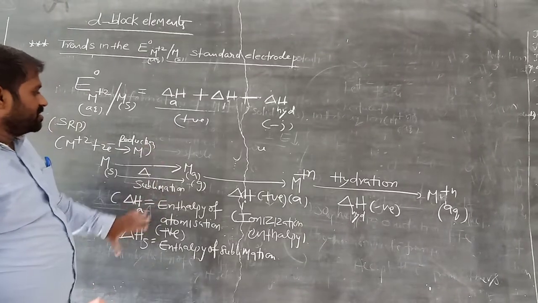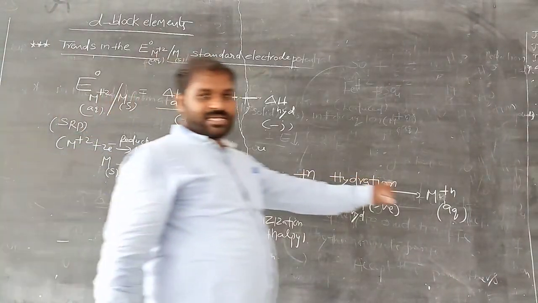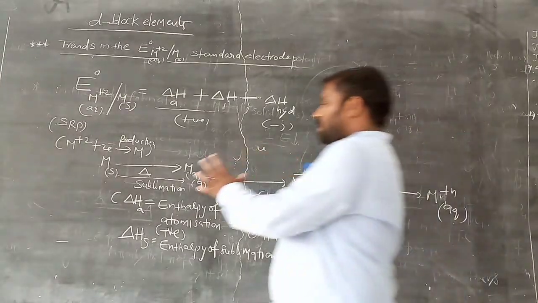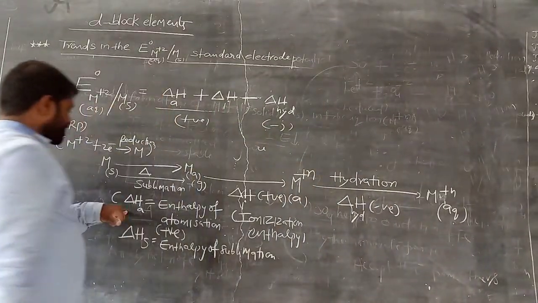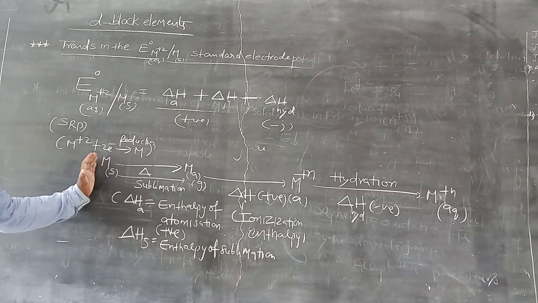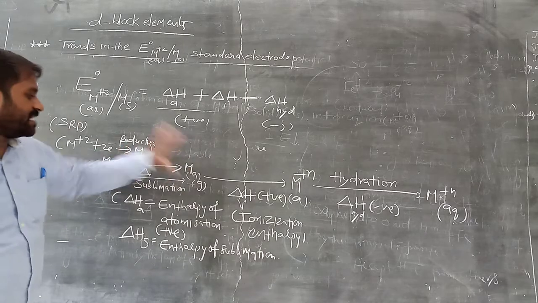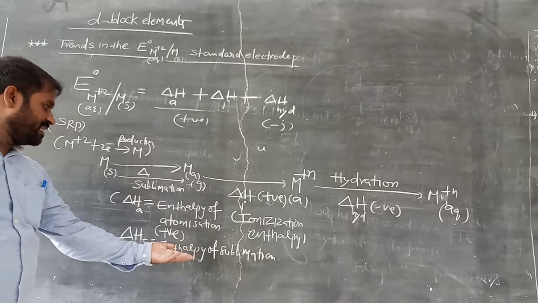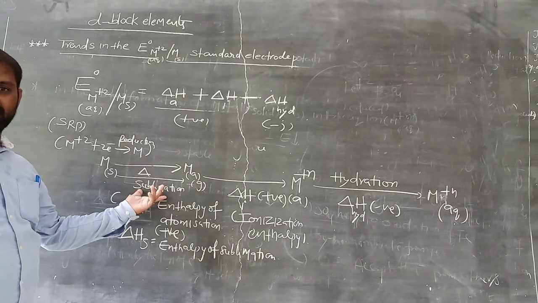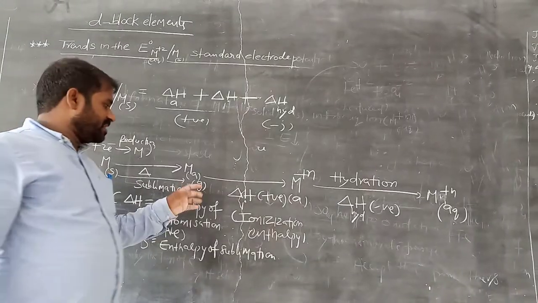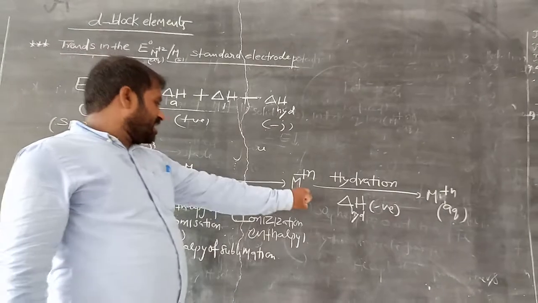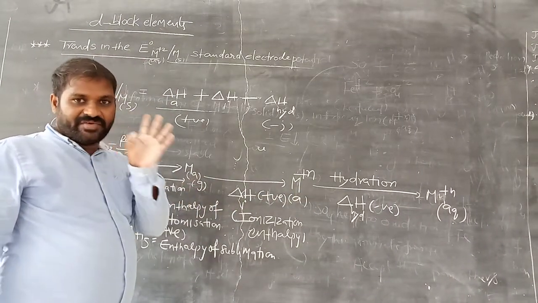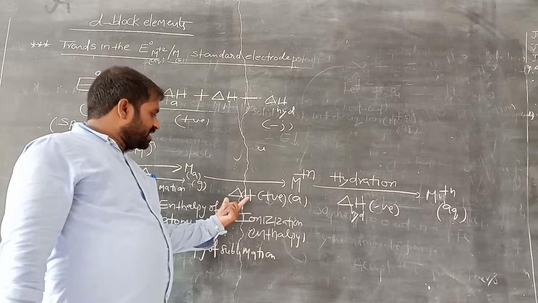M is converted to M plus ions. In this phenomenon, we use three types of energies. One is enthalpy of atomization. It is a matter consisting of a number of atoms, and now it can split as atoms. That is called heat of atomization, or enthalpy of atomization, also called sublimation. Clear? Now what about this one? We want to remove the electrons from the outermost valence shell of these gaseous atoms. That is called ionization energy. Already we did this in the first year.